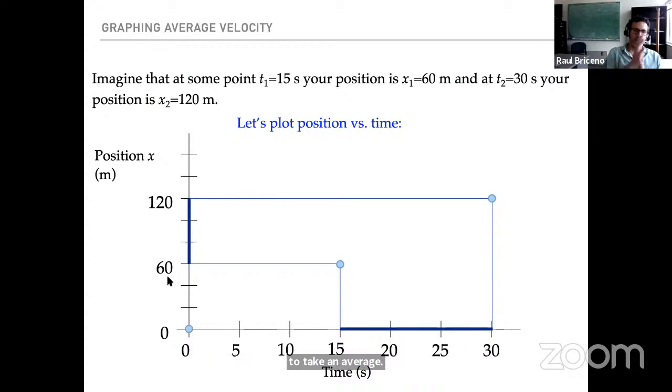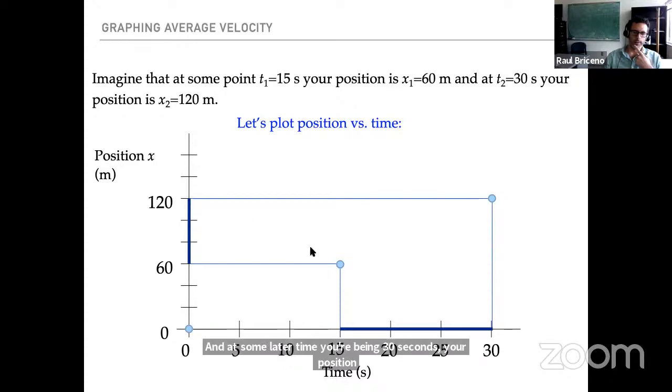All right, so graphing velocities is going to be useful because this is an example of a rate of change, and we're going to be plotting rates of change in general for general functions. So imagine that at some time t1, which is set to be 15 seconds, your original time, your position is equal to 60, right? And at some later time, being 30 seconds, your position has been shifted to 120.